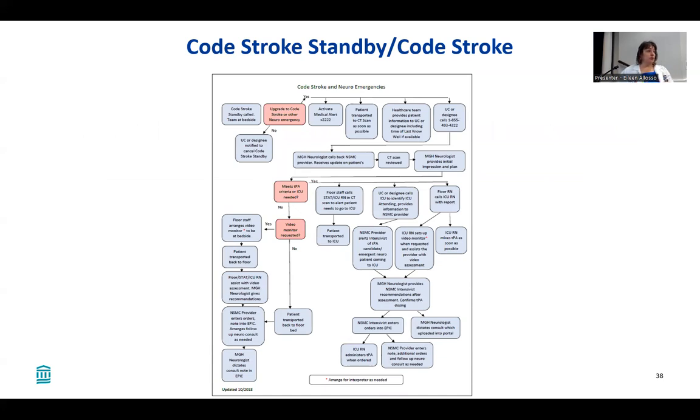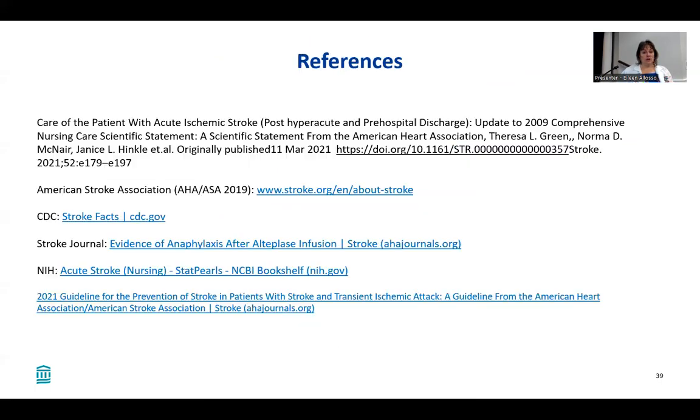Okay. This is what the code stroke standby and code stroke algorithm looks like. It's very comprehensive. It's in the teleneurology reference books at every nurse's station and on the code cards. These are my references. Actually, we have a brand new reference out from 2021 for the nursing care. The best up-to-date information. The last one came out in 2009.